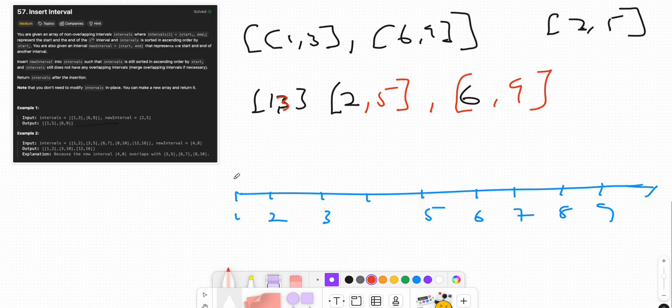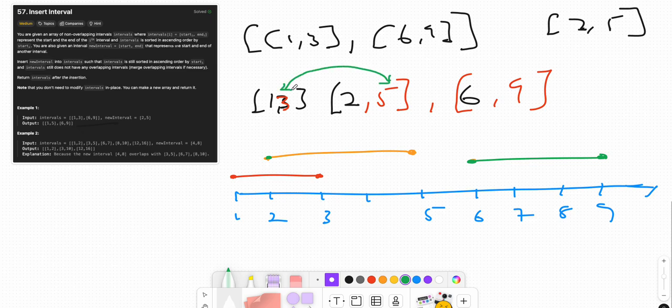The first one here is 1 to 3, the next one is 2 to 5, and the last one is 6 to 9. So we can see they overlap. We compare the last one with the new one, and we take the max of the ends. The result is 1 to 5 and 6 to 9. Okay.